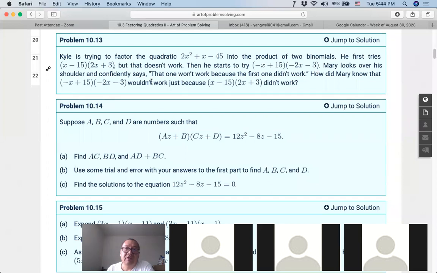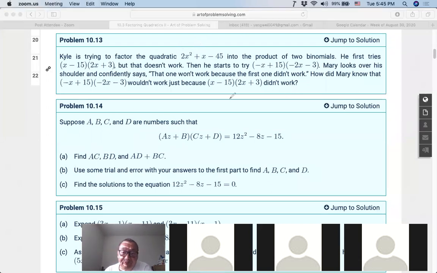Mary looks over his shoulder and confidently says that one won't work because the first one does not work. How did Mary know that? This one, (negative x plus 15) times (negative 2x minus 3), won't work just because (x minus 15) times (2x plus 3) does not work. Okay, so see this problem. Kyle first tried this. One way is to expand it, and I think there's a shorter way too.